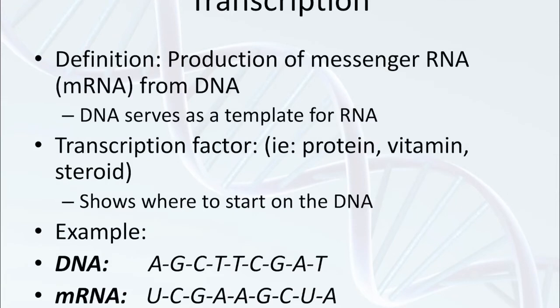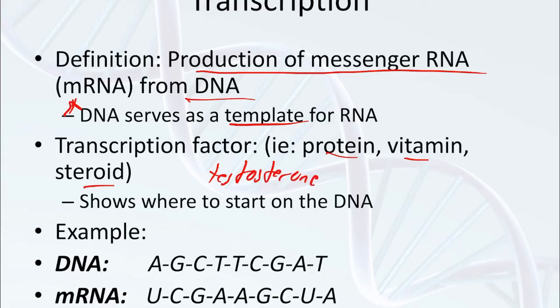Okay, so let's look a little bit closer at a couple of those. Transcription, again, the definition is production of messenger RNA from DNA. Okay, DNA serves as the template for RNA. There's always going to be some type of transcription factor that goes in and binds to the DNA somewhere and tells the enzymes where to start making that messenger RNA. So this could be something like a protein, a vitamin, or even a steroid. Okay, so one example of this is testosterone.